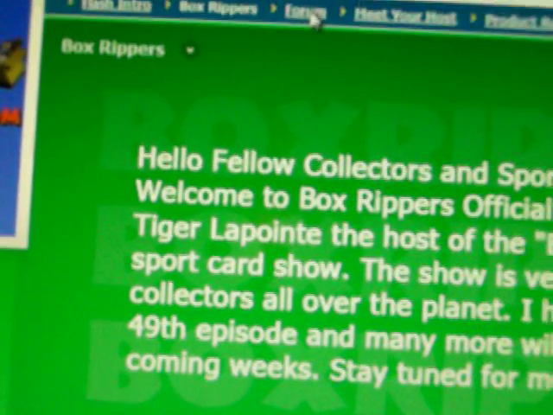Next you have his forum. This is where most of the action is. It's set up like Clutes and Charms, which is another good website for hockey cards and other stuff. So we have the terms of service, introduce yourself, what's happening with Box Rippers, contests, member feedback, and your main sports: hockey, baseball, basketball, football, off topics, group breaks, stuff like that.